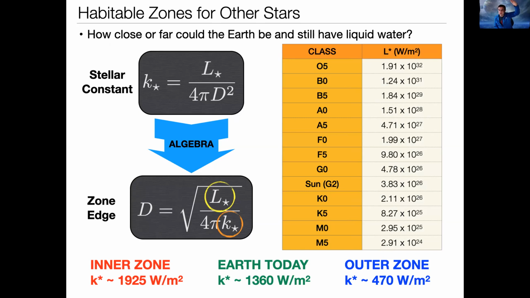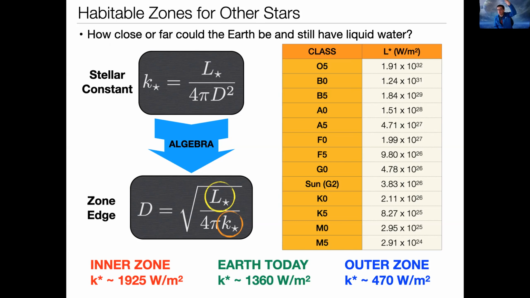But you can see as you go from the hot big stars, those are the O-type stars in the main sequence, those have very large luminosities. They're very bright. They're putting out huge amounts of energy. 1.91 times 10 to the 32. If I go all the way down to the other end of the main sequence, the M dwarfs, they are putting out, it looks like, 100 million times less energy. 2.91 times 10 to the 24, 100 million times less energy than their O-type companions all the way on the other end of the main sequence.